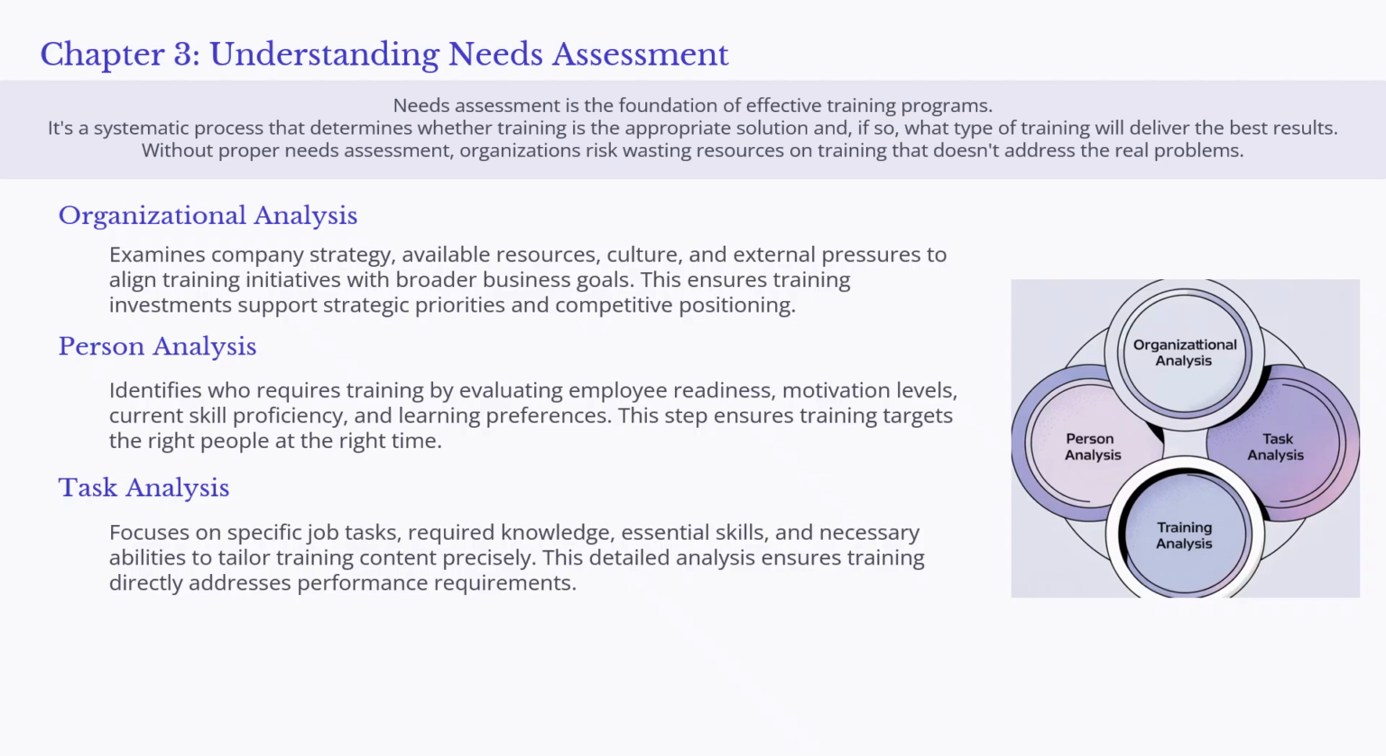First, organizational analysis. This examines the company's strategy, available resources, culture, and external pressures to align training initiatives with broader business goals. This ensures training investments are supporting strategic priorities and competitive initiatives. Person analysis. This identifies who requires training by evaluating employee readiness, motivation levels, current skill proficiency, and learning preferences. This step ensures training targets the right people at the right time.